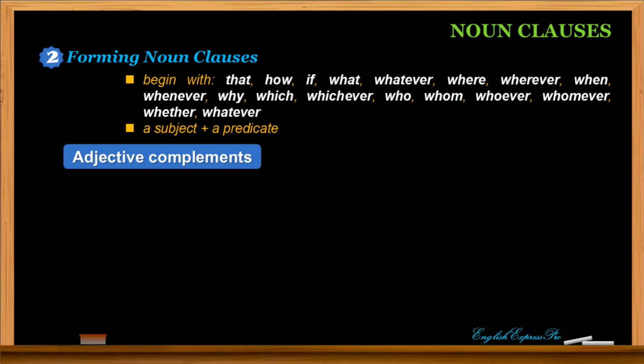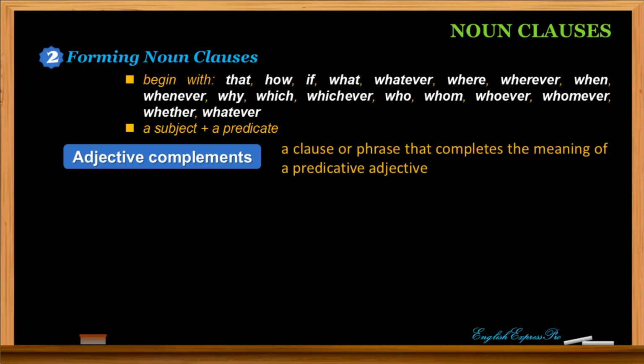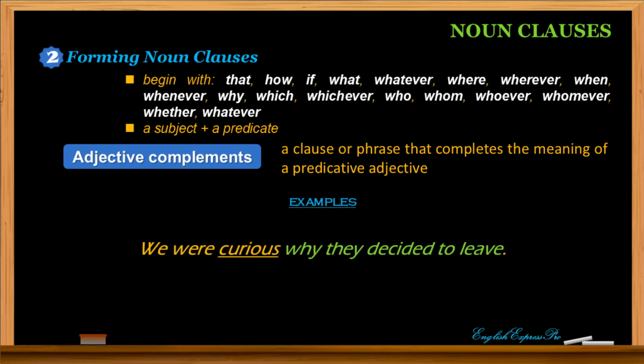Adjective complements. An adjective complement is a clause or phrase that completes the meaning of a predicative adjective. For example, we were curious why they decided to leave. Why they decided to leave is the complement of the adjective, curious. I'm thrilled that you are coming to visit. That you are coming to visit is the complement of the adjective, thrilled.